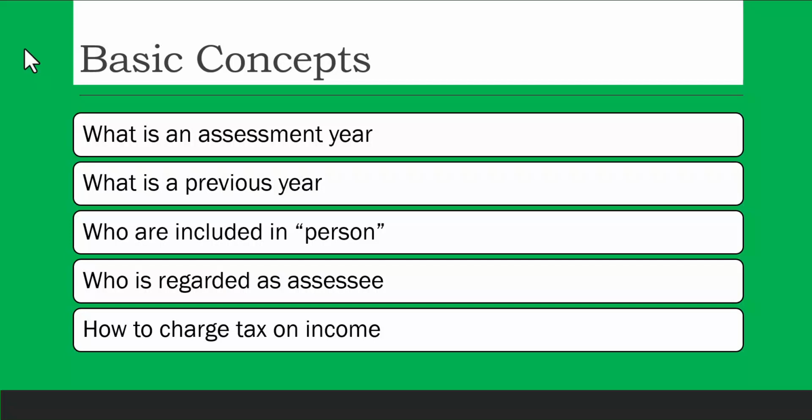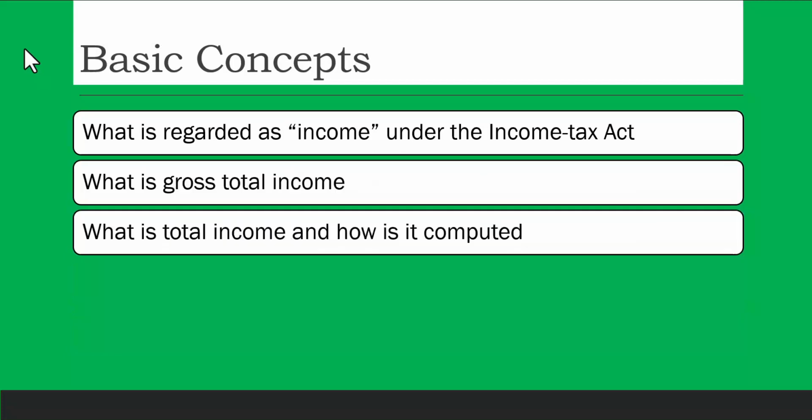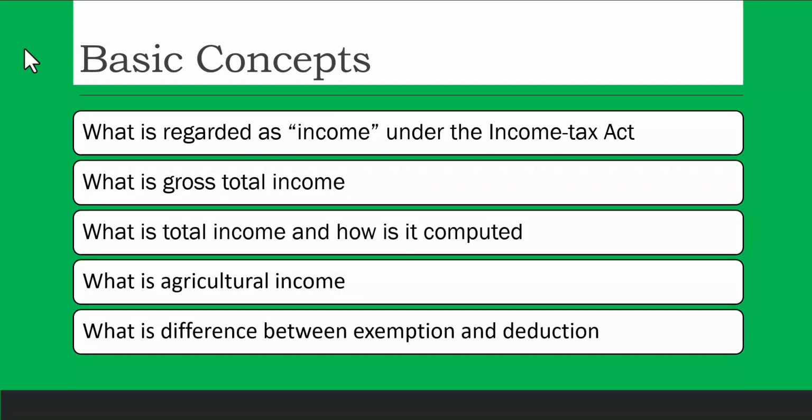So what is assessment year? What is the previous year? All the persons are subject to pay tax. So who are considered as person? Who is regarded as assessee? That means the person who pays tax under the Income Tax Act, he is called the assessee. So we are going to understand the definition of assessee and how we are going to charge tax on income.